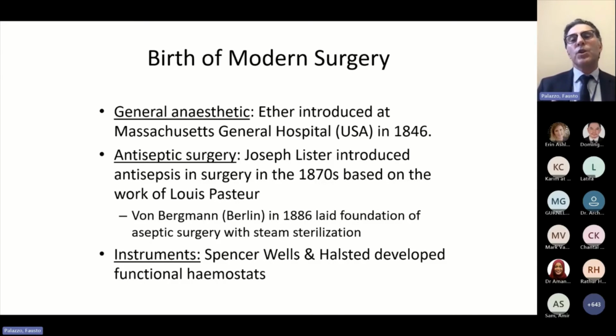And the final change that allowed the implementation of what we might consider more modern surgery is the arrival of instruments like hemostats in particular, which allowed us to do operations without catastrophic bleeding.